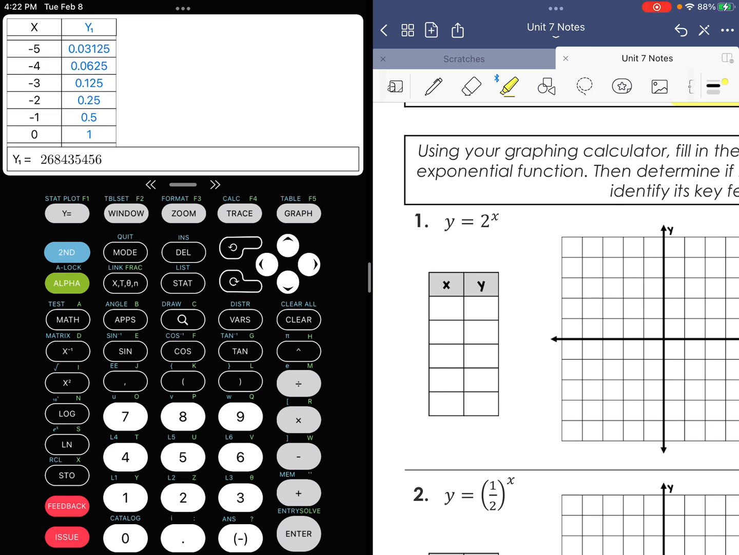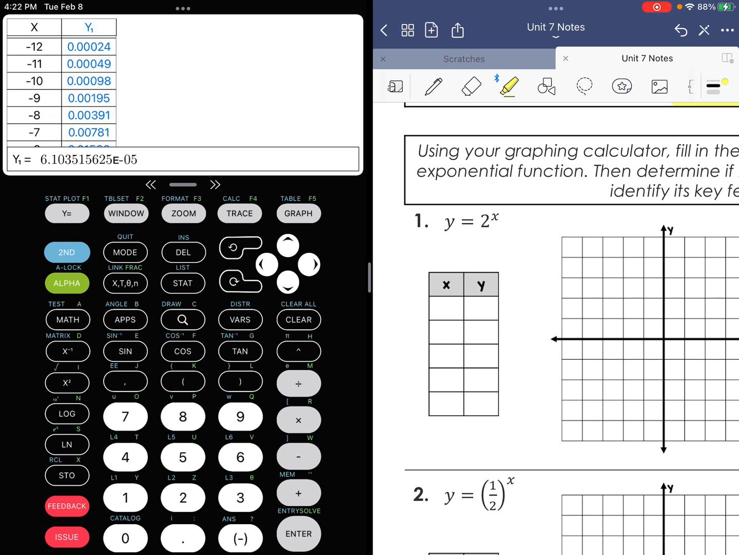And so you can see here 0 is 1, and then they start getting closer and closer to y equals 0, but they actually never become y equals 0. This one, in fact, is in scientific notation, which would be a very small decimal close to 0. So that's why that looks a little bit different.